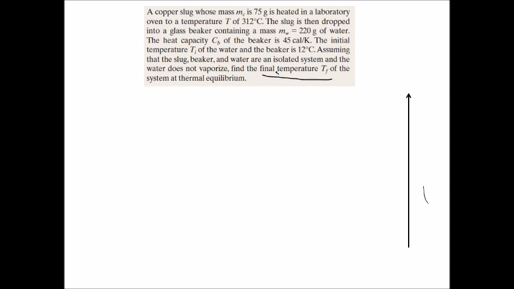So basically the first equilibrium state is for copper, 312 degrees. Then we have 12 degrees Celsius for water and beaker, that's another equilibrium state. When you mix them, they are not at equilibrium. They will settle down at a certain temperature TF. I don't know what it is. That's the equilibrium temperature. But there is an indication here, the water will not vaporize. It means TF is smaller than 100 degrees Celsius.